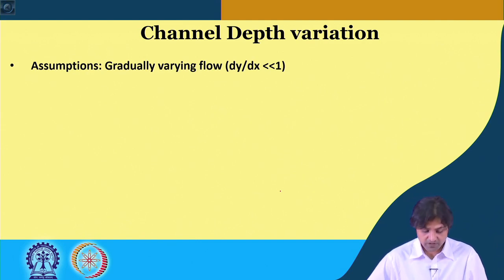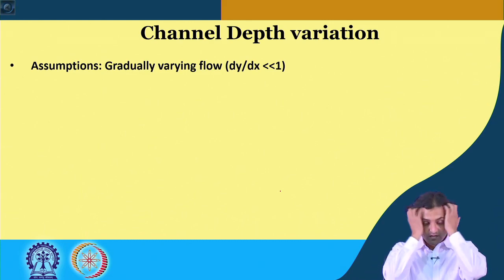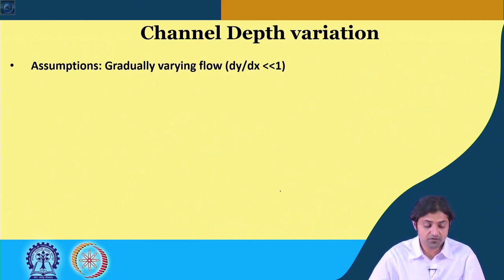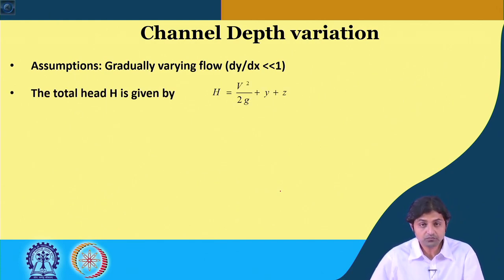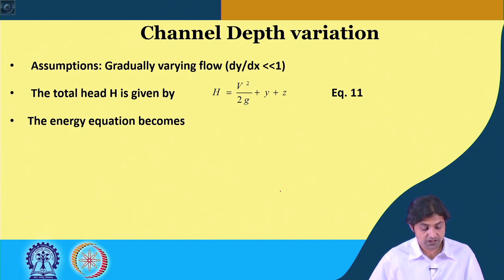So, for channel depth variation, the general assumption is that it is a gradually varying flow, that is dy by dx is less than 1. We have studied this type of flow, gradually varied flow, uniform flow and rapidly varying flow. So, for channel depth variation, we assume that the flow is gradually varying. Therefore, the total head h is given by v square by 2g kinetic energy head plus y plus z. This is equation 11.